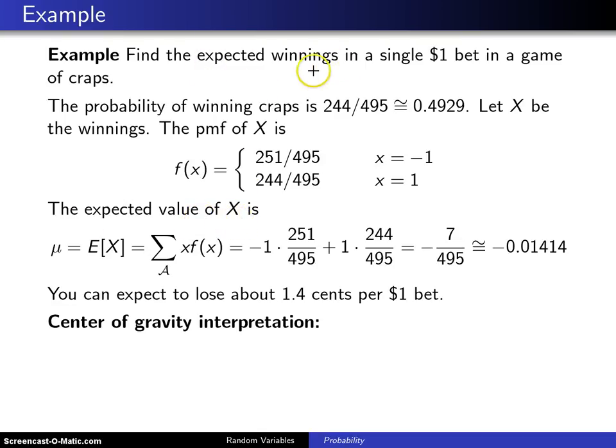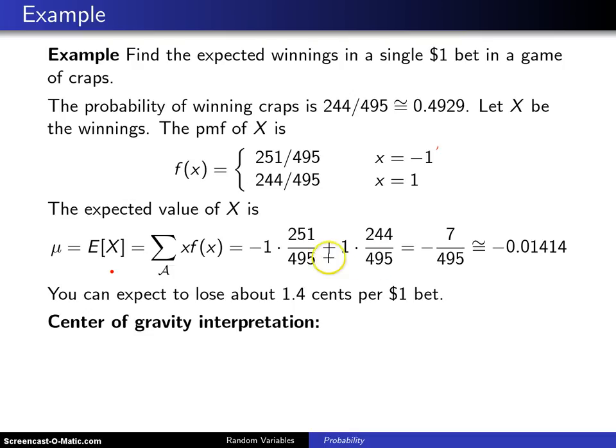The next step is to find the expected value of x, and that expected value of x will be the expected winnings. So mu is the same as the expected value of x, and that is the sum over script a of x times f of x. Well, script a in this case is the support of the random variable x, and that is going to be -1 and +1. So we begin with -1. We have x, which is -1, times f of -1, and you can see that f of -1 is 251 divided by 495, plus the second value in the support, which is 1. So there is 1 multiplied by f of 1, which is 244 over 495.